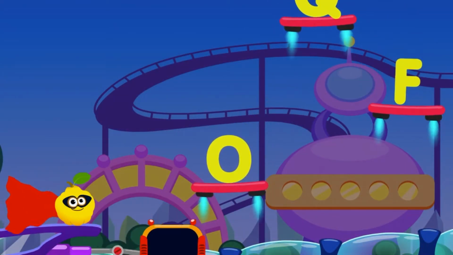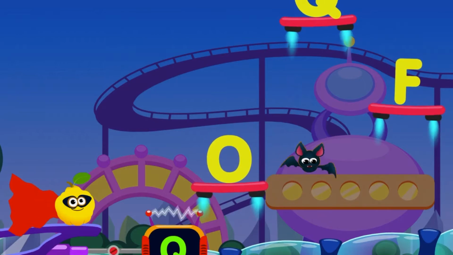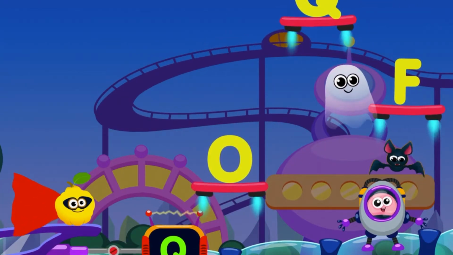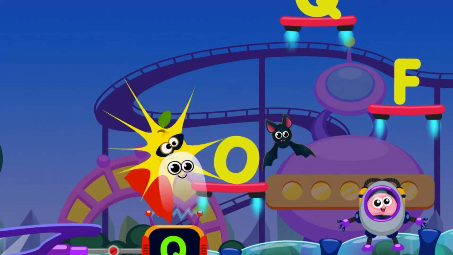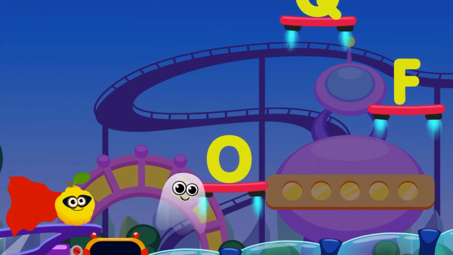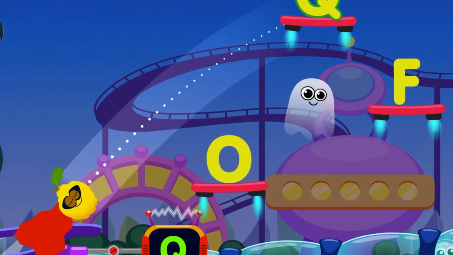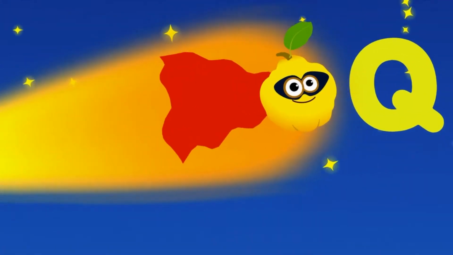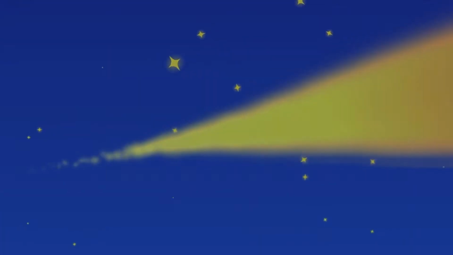Q is for quince. Q, Q. Quince. Q is for quince. Q. Quince loves the letter Q.